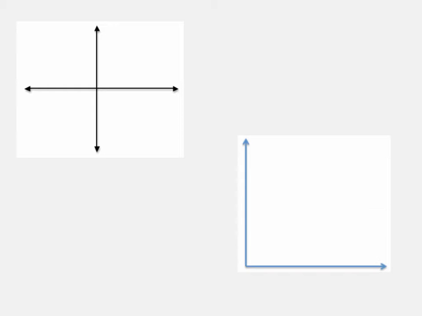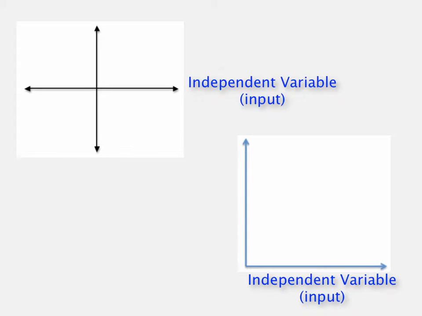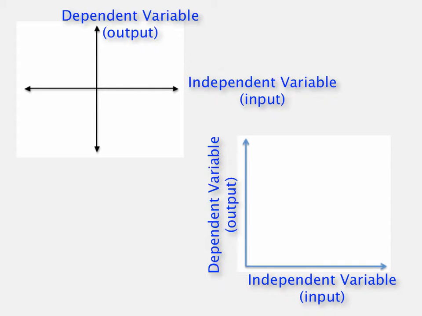This also means that much of the time we'll place our independent quantity or independent variable on the horizontal axis of a graph if we're graphing a relationship, and we'll place the dependent quantity or the dependent variable on the vertical axis of a graph if we're graphing the relationship.